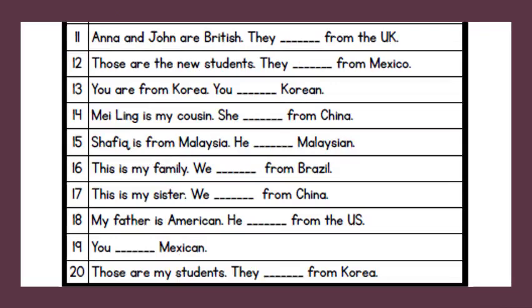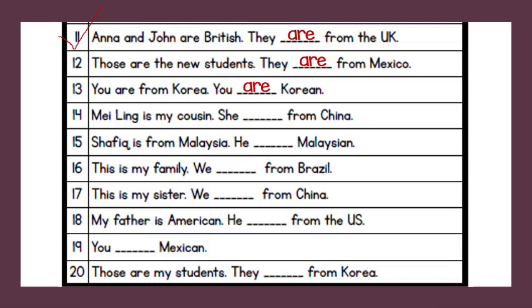Number 11, Anna and John are British. They are from the UK. If you got that correct, put a tick. Number 12, those are the new students. They are from Mexico. Another tick if you got that correct. Number 13, you are from Korea. You are Korean. Another tick if you got that correct.